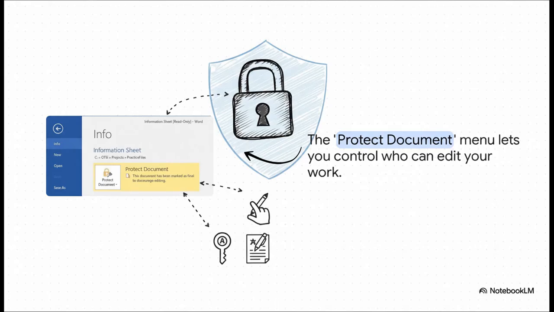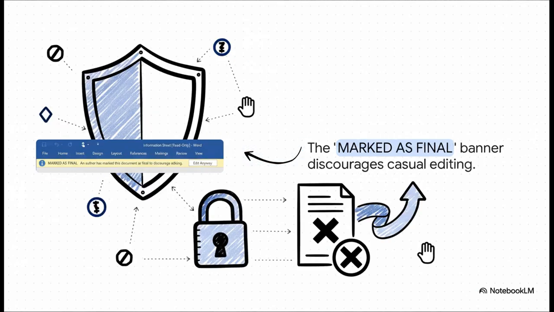Next, you need to think about control. Who should be able to edit this document? The Protect Document menu gives you options. You can encrypt it with a password, restrict editing, or even add a digital signature. Now, the simplest form of protection is Mark as Final. This makes the document read-only and displays a banner at the top. It sends a really clear professional signal to your recipient. This work is finished and isn't intended for casual changes.